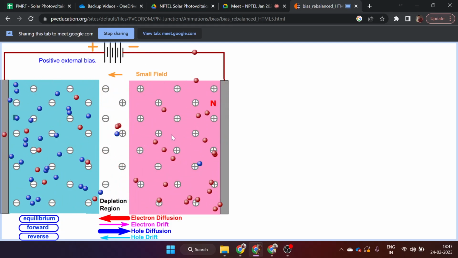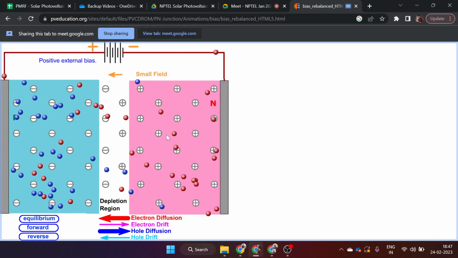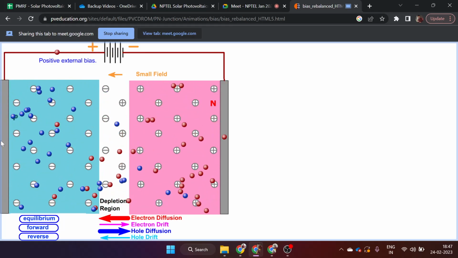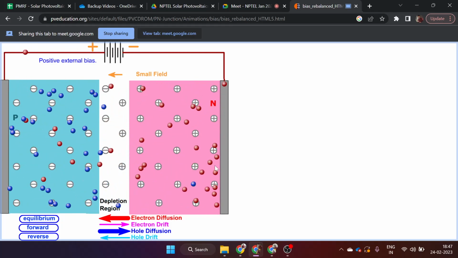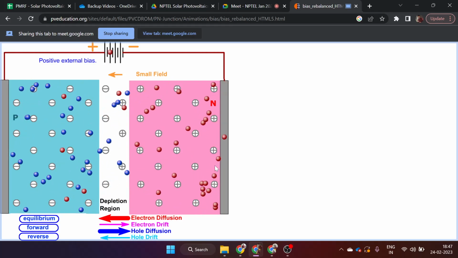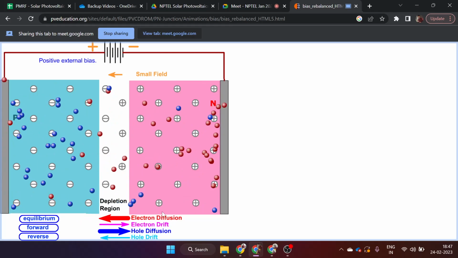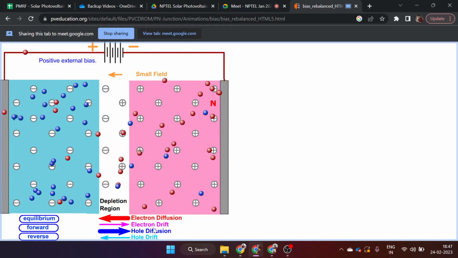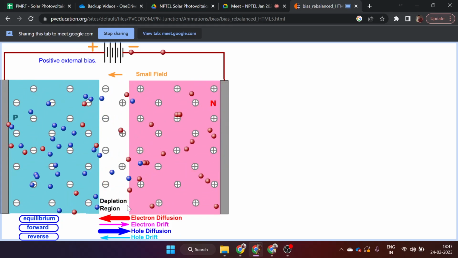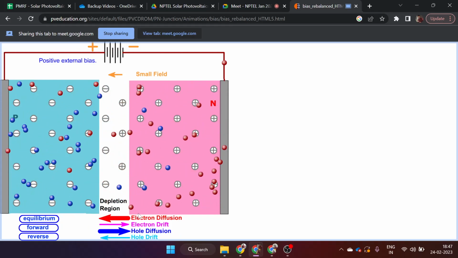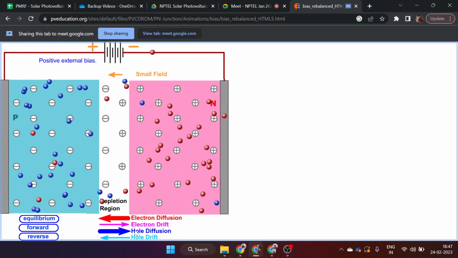So in the forward bias, what is happening? These electrons are going from this N type to P type, and then they are completing this circuit and coming back. This is our forward bias. And here you can see in the forward bias, electron diffusion is more and hole diffusion is more. The thickness of the arrow shows which is dominating. So here electron diffusion is dominating and hole diffusion is dominating.